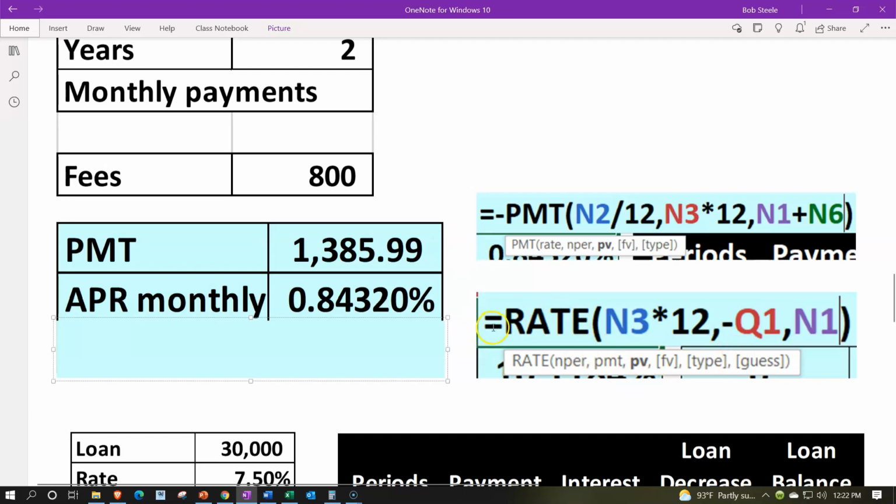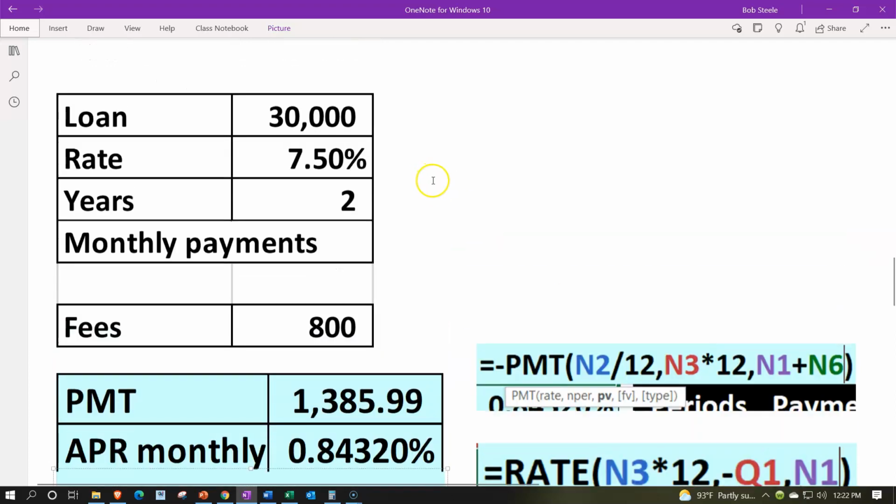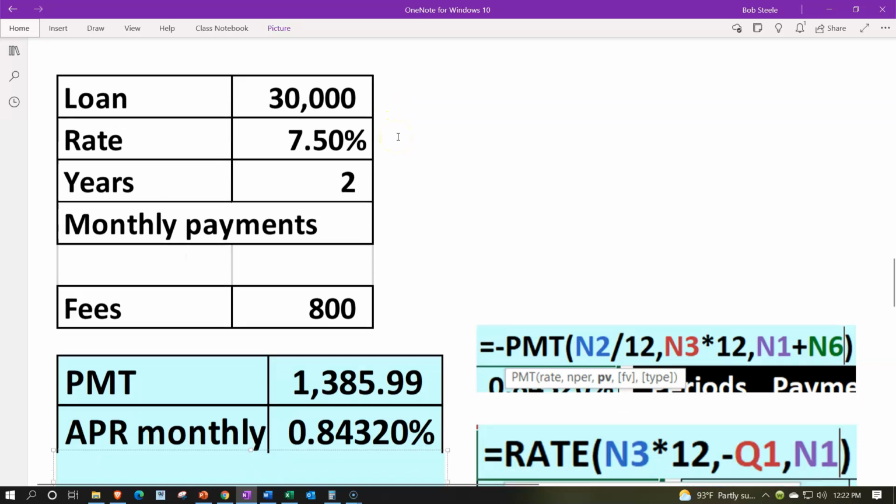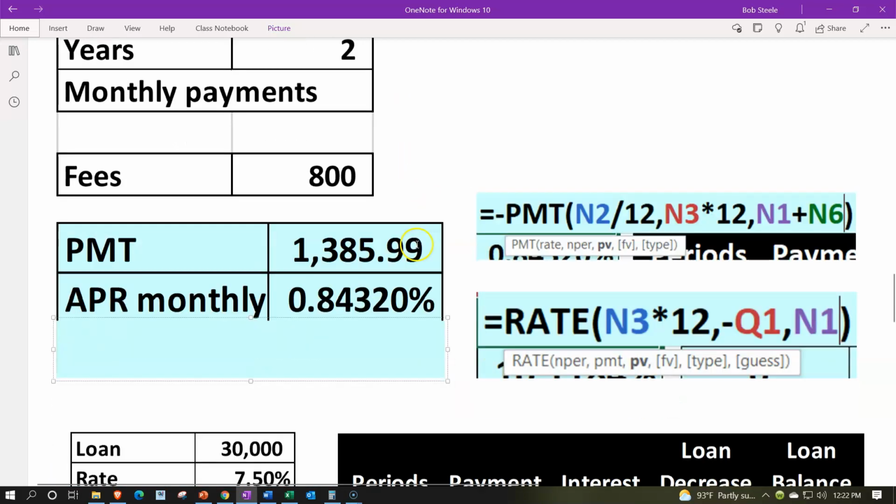You can't put the negative up front like I like to do with the payment thing up here. You've got to put it here on the rate formula. And then we're going to say the present value is not going to be the $30,800 because if we use $30,800, we get back to the 7.5%. Instead, we're just going to use the $30,000, which will roll in to the rate the fees, and that's the idea.